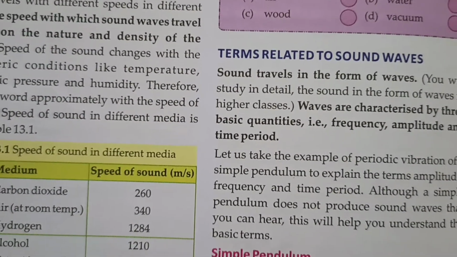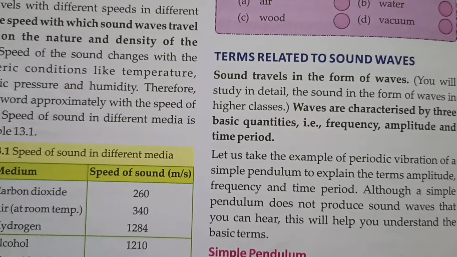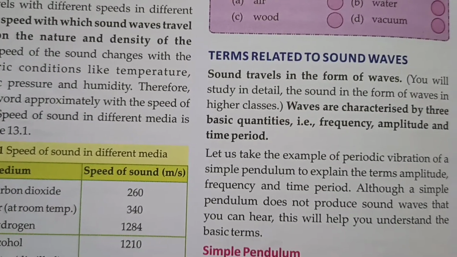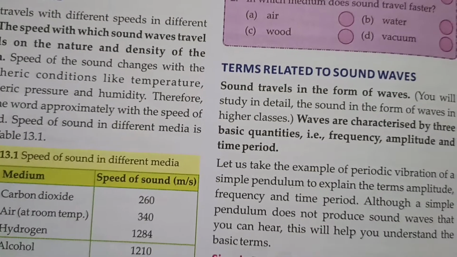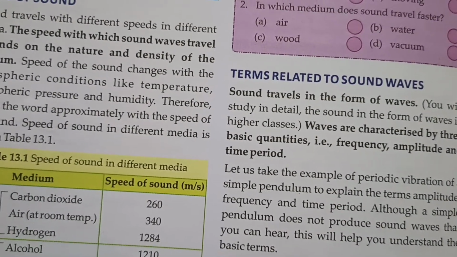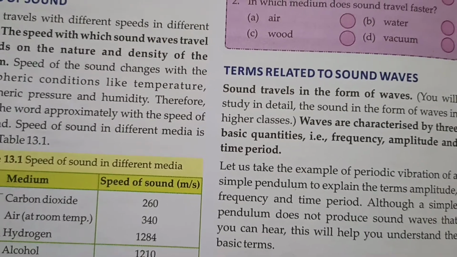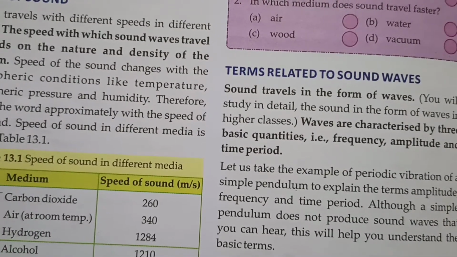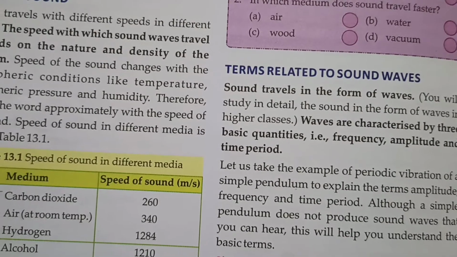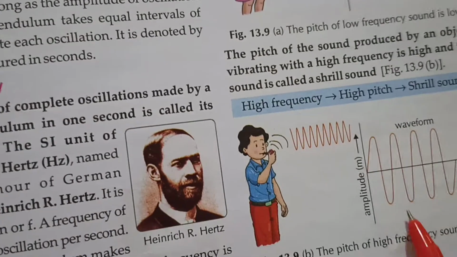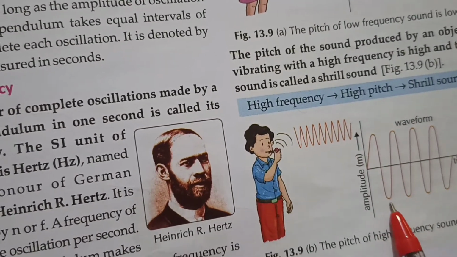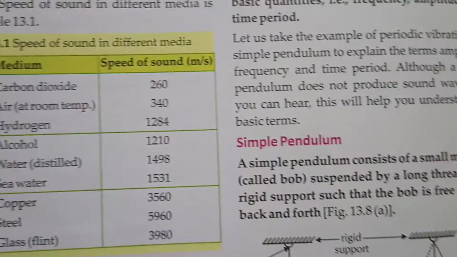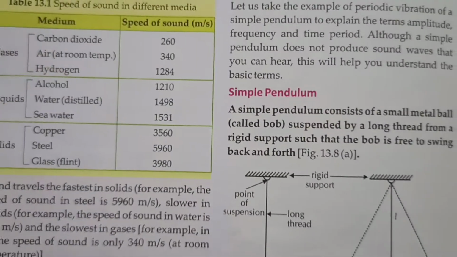Let us take the example of periodic vibration of a simple pendulum to explain the terms amplitude, frequency and time period. Although a simple pendulum does not produce sound waves you can hear, this will help you understand the basic terms. This one is the amplitude. This is the amplitude, upper and lower. And next we see the simple pendulum.